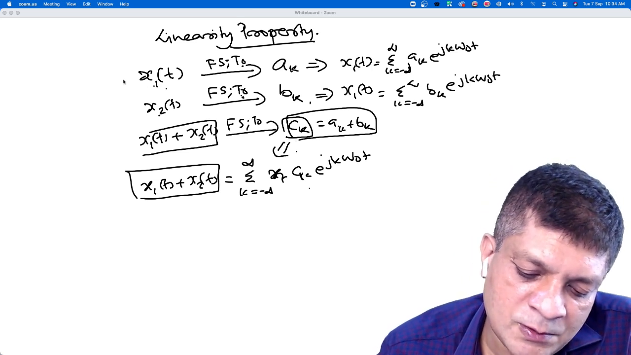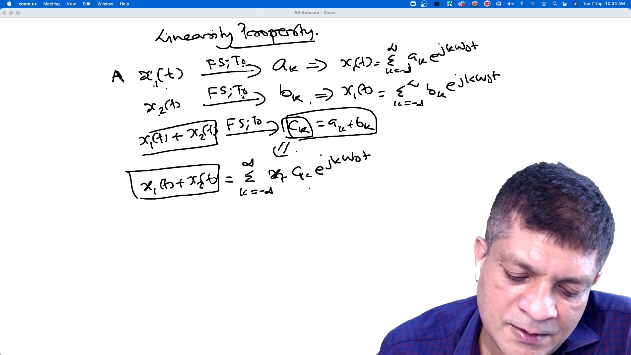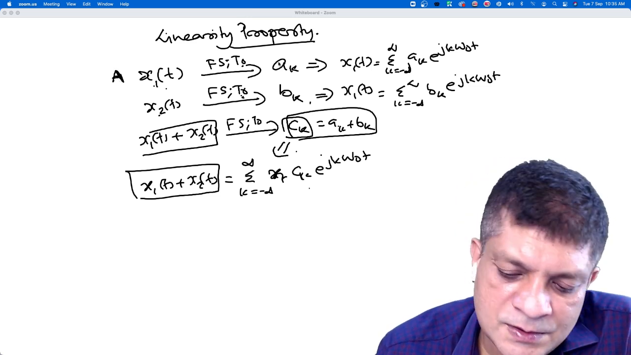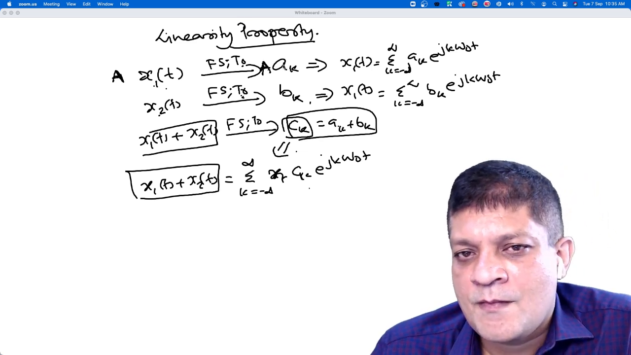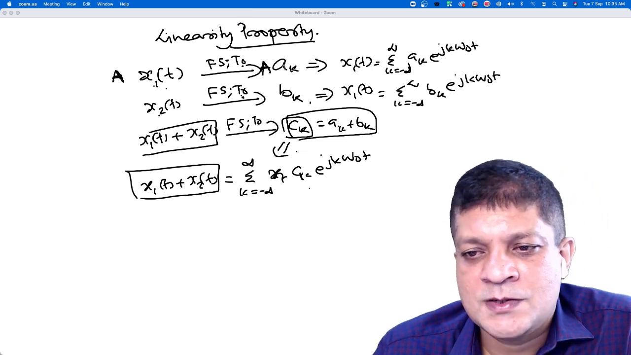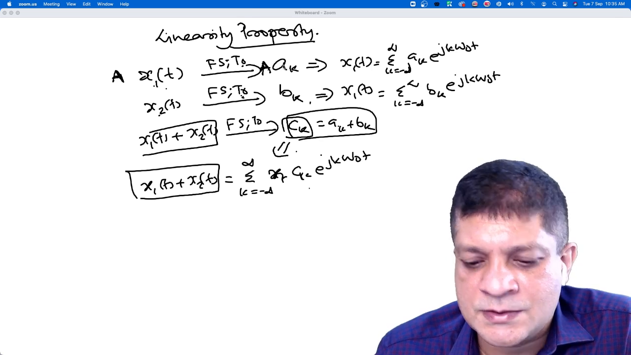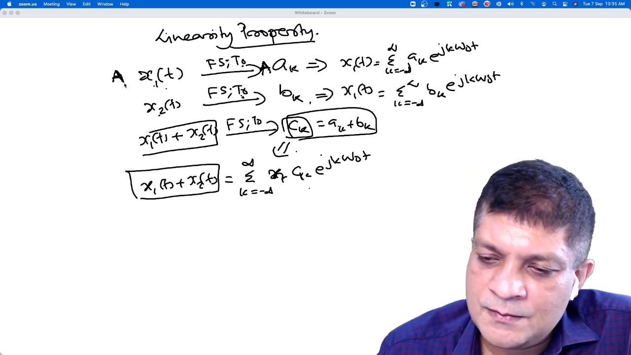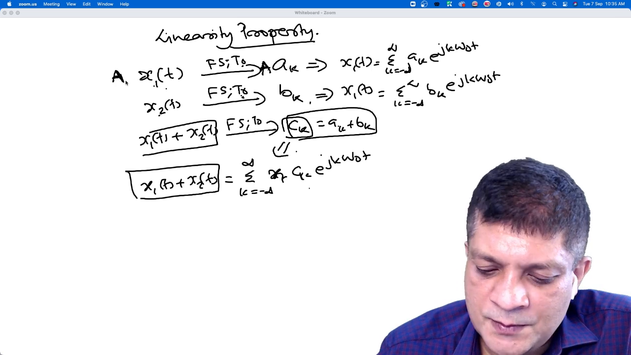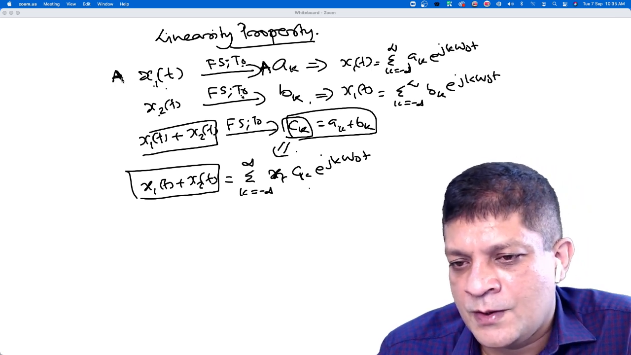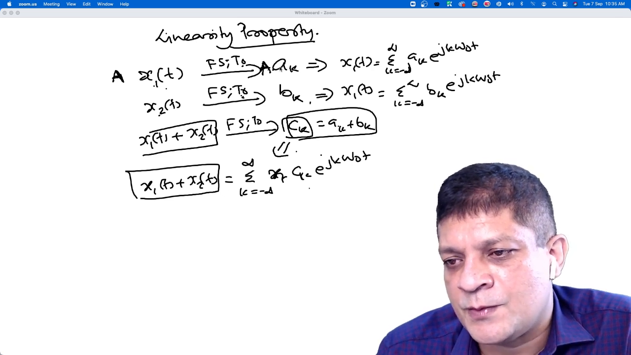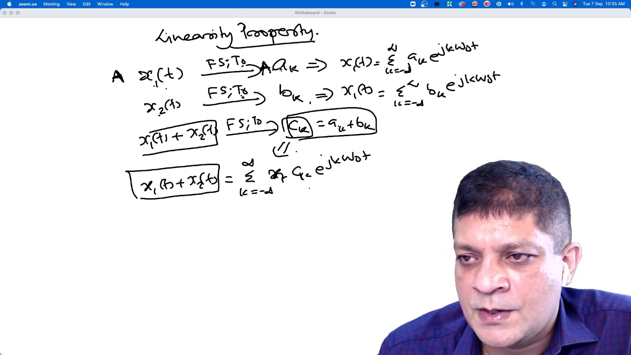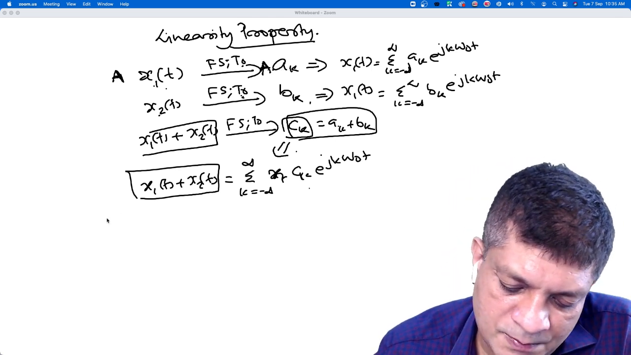If you multiply with a constant, let's say I'm multiplying with a constant, is it this? It is straightforward. I'm leaving it as an exercise. That is the homogeneity property. If you scale with a constant, Fourier series coefficients are also scaled by the same amount. Okay, so we can summarize that linearity property.